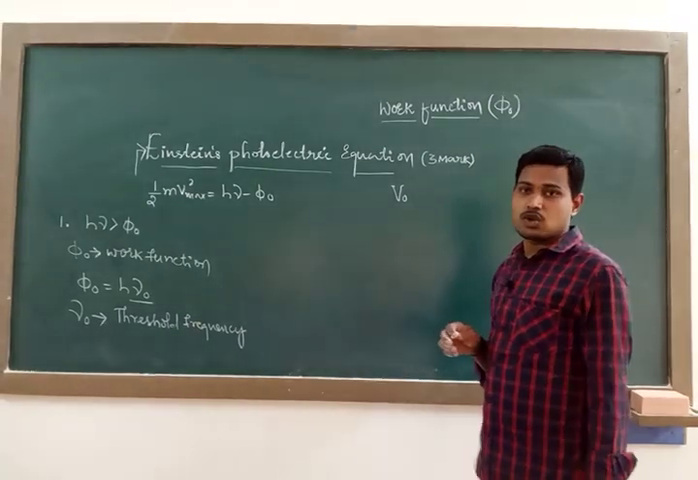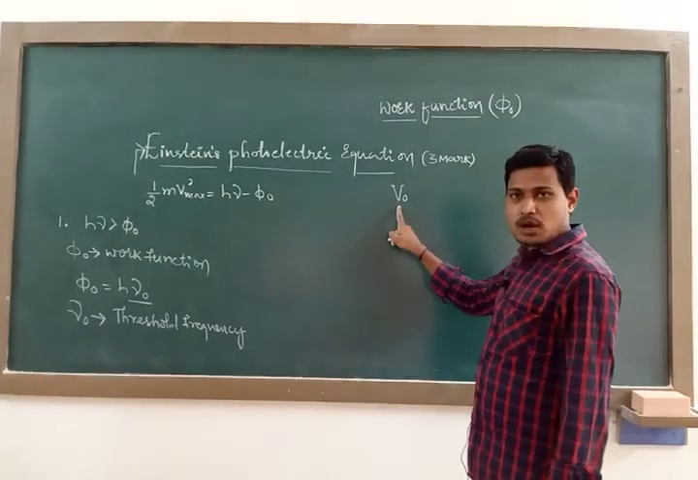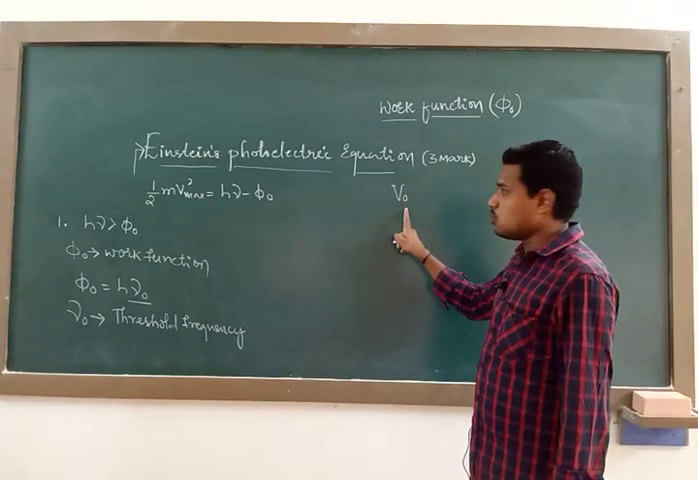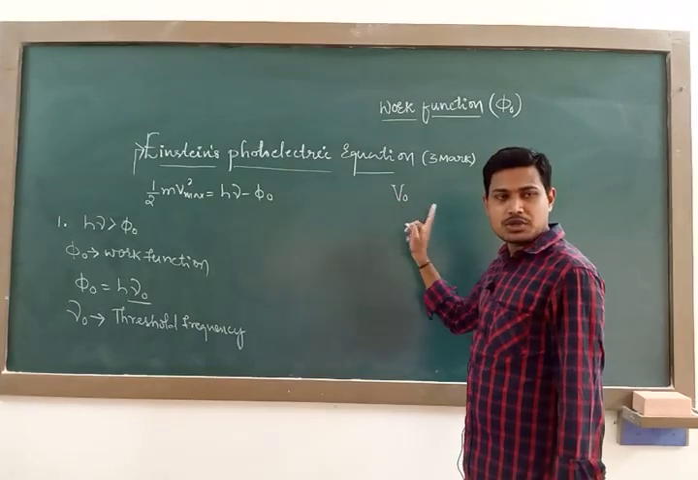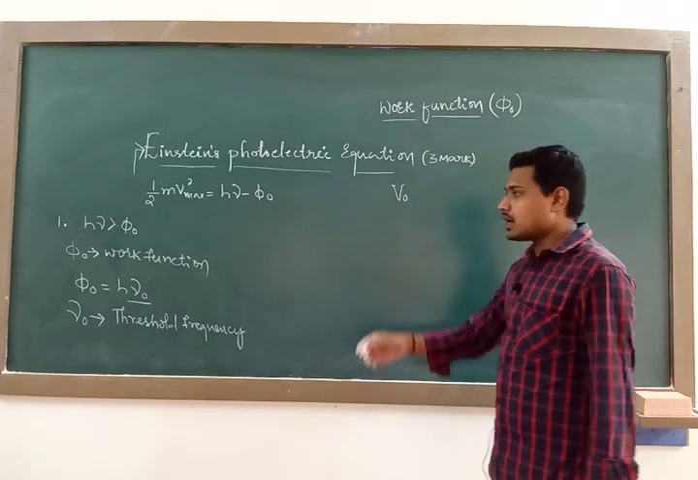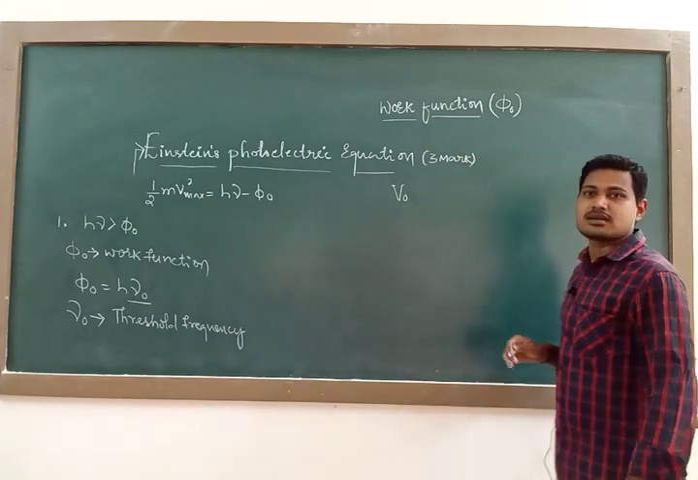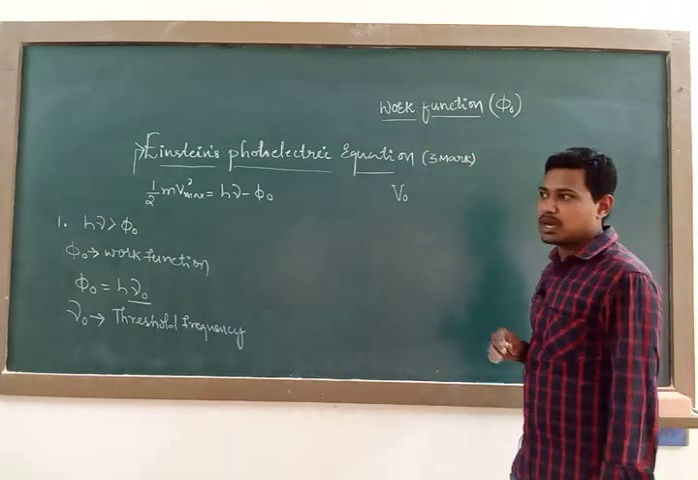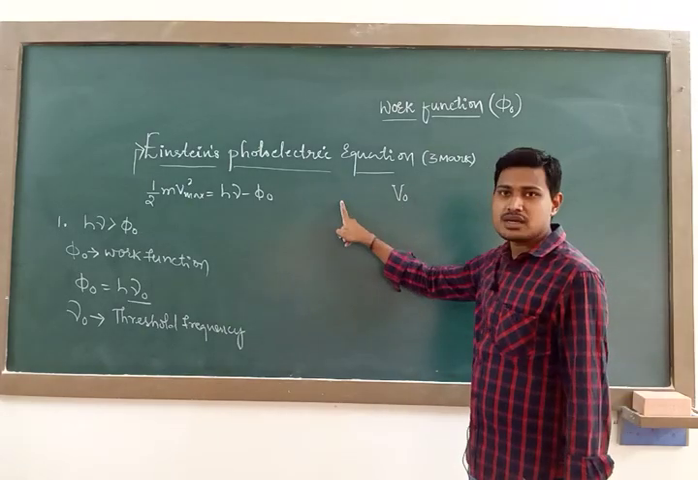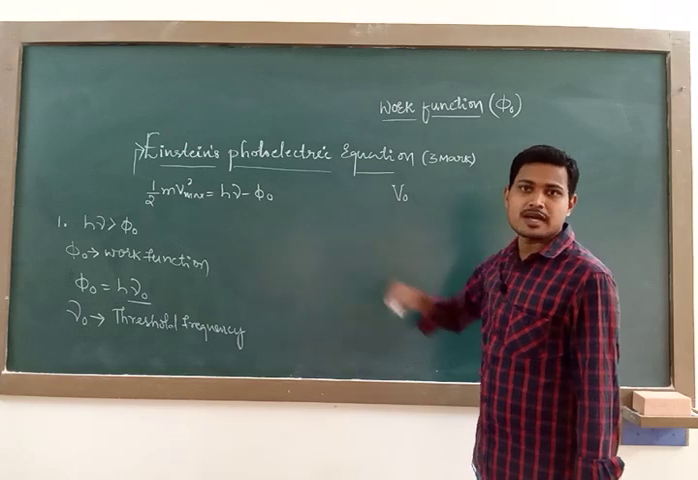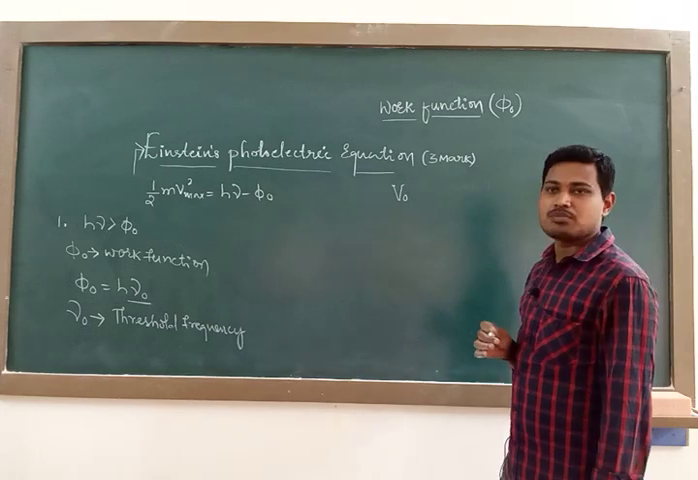will become 0. So we know that at stopping potential V0, what happens when you give a stopping potential? Stopping potential is nothing but a minimum negative potential given to the collector plate. At that time, all the photoelectrons get repelled from the collector plate. It means this potential will be converted as a work done on the electron in order to repel it from the collector plate.